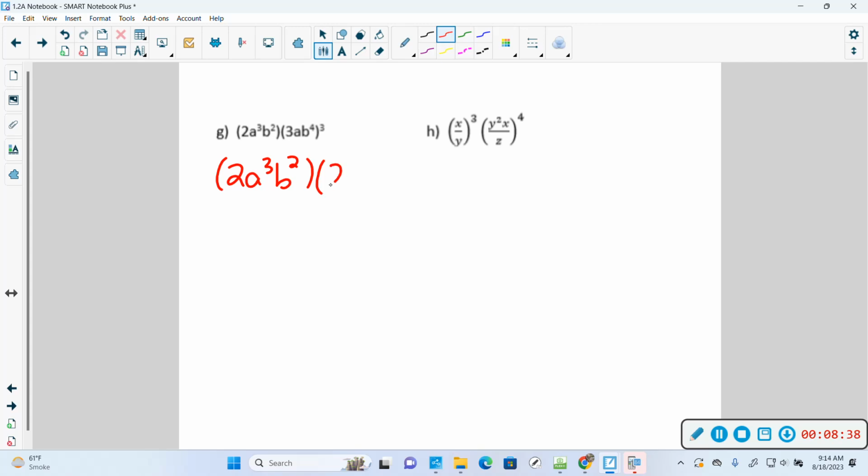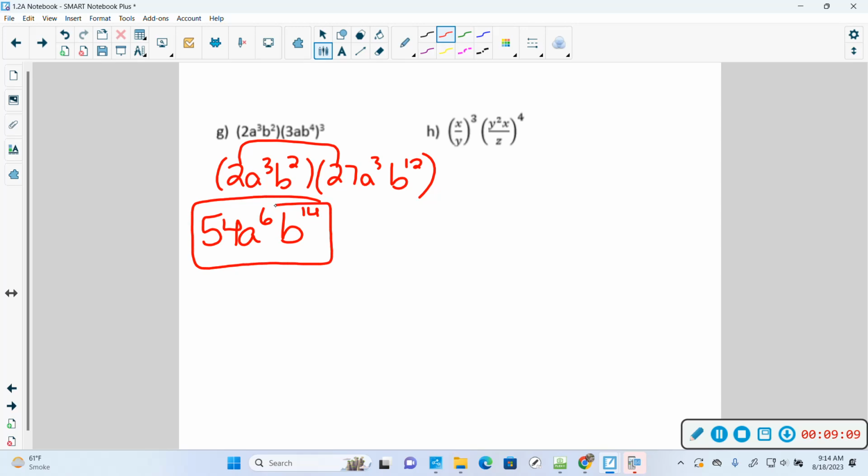So 3 cubed, a cubed, b to the 4th, cubed, power to power, let's multiply them. And now I'm just going to multiply those together. So I'm going to do my 2 and 27, 2 times 27, 54. And then let's total it up. A cubed, there's a total of 6 a's, a to the 6th. B squared, b to the 12, total it up, 12 and 2, 14. That wasn't so bad, I guess. Looked bad from the beginning, but not too bad.